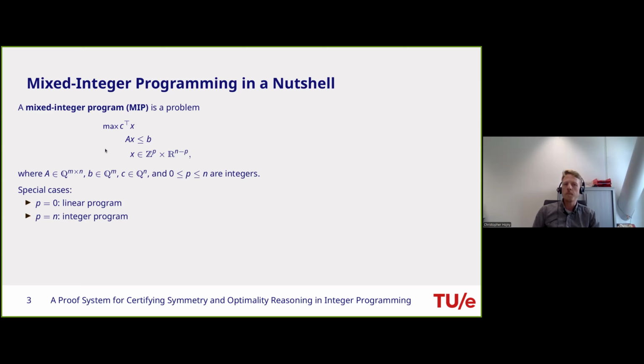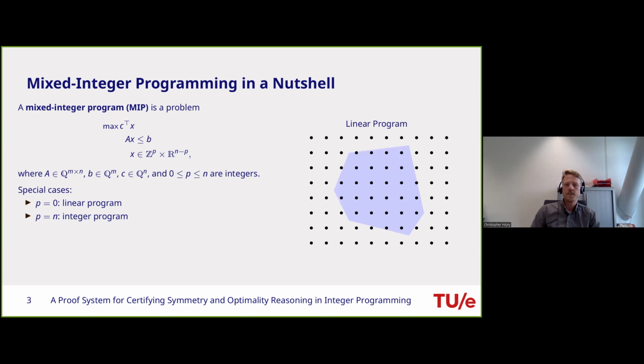And the goal of the mixed integer program is to find a vector x in which some of the coordinates are only allowed to take integer values that satisfies the system of linear inequalities. And among all these vectors, I'm looking for one that maximizes the objective function c^T x. And let's try to visualize such a mixed integer program in some special cases, namely the first special case when the number of integer variables is 0.